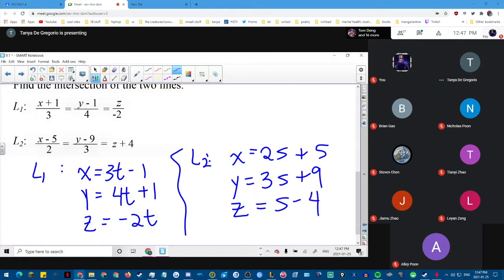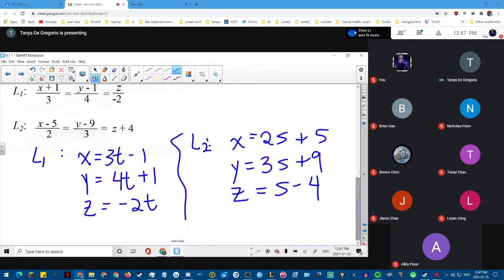Okay? What are we going to do next? Well, I have x equals 3t minus 1, but I also have x equals 2s plus 5. And we're trying to find where s is the same. So I'm going to set them equal to one another.